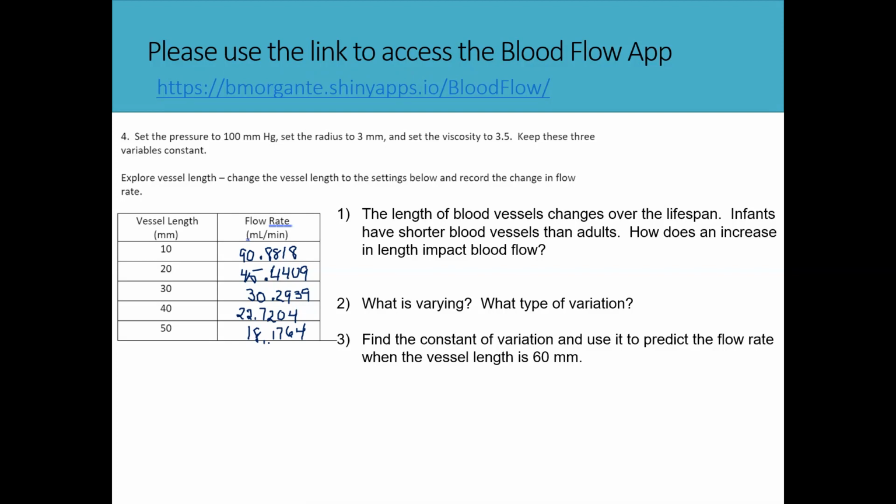So we have our first question, which is the length of the blood vessel changes over the lifespan, and since children have shorter blood vessels than adults, how does an increase in length impact blood flow? So increase in length would be, as I move down the chart from 10, 20, 30 and so on, impact on flow, flow will decrease.